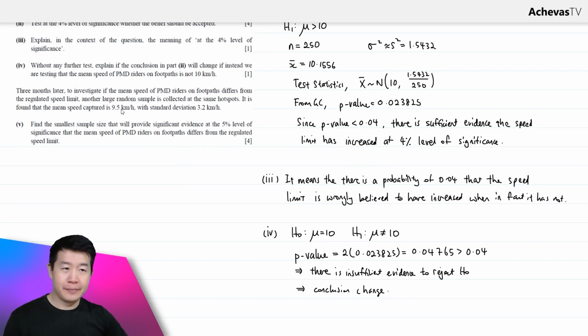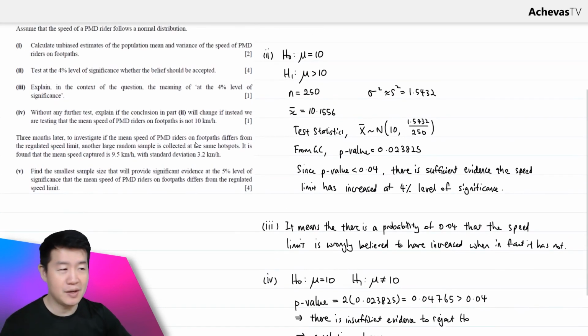3 months later, another investigation was done to look at the mean speed of the PMDs, and we are looking at the mean speed to differ from the regular speed limit of 10 km per hour, so not equal to. We are doing a two-tail test, and another large sample, so n is large. It is already given to us by the question, and it is found that the sample mean is 9.5 and the sample standard deviation is 3.2. We want to find the smallest possible n such that at 5% level of significance, we will be rejecting H0. We will be able to conclude that the mean speed limit has differed from 10 km per hour. Okay, let me erase this.